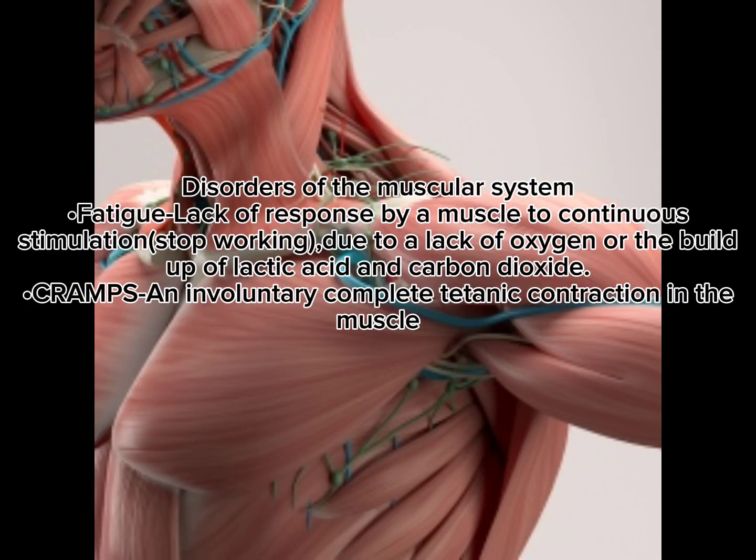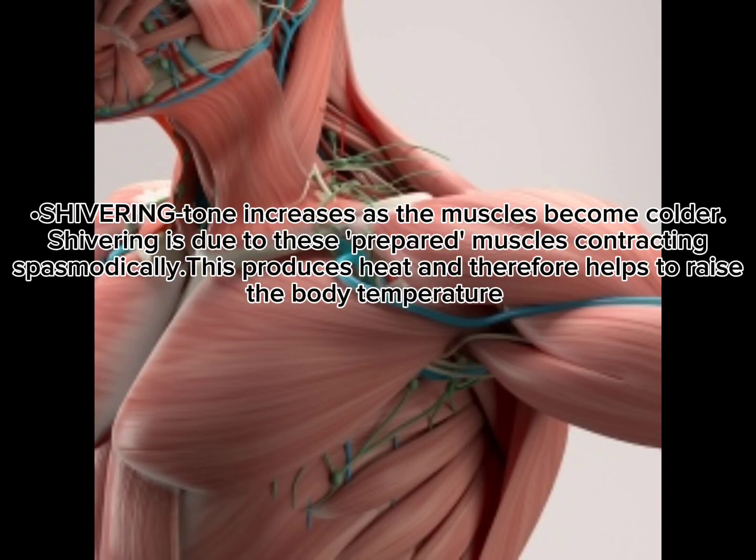Disorders of the muscular system. Fatigue: lack of response by a muscle to continuous stimuli. Muscles stop working due to a lack of oxygen or the buildup of lactic acid and carbon dioxide. Cramps: involuntary complete tetanic contraction in the muscle. Shivering: tone increases as the muscles become colder. Shivering is due to these prepared muscles contracting spasmodically. This produces heat and therefore helps to raise body temperature.